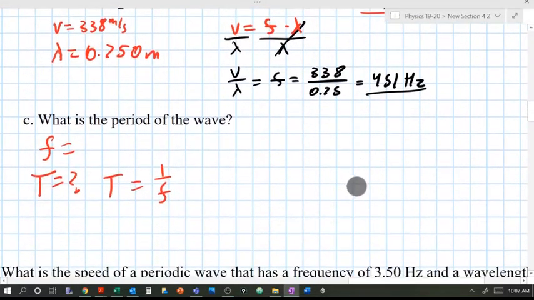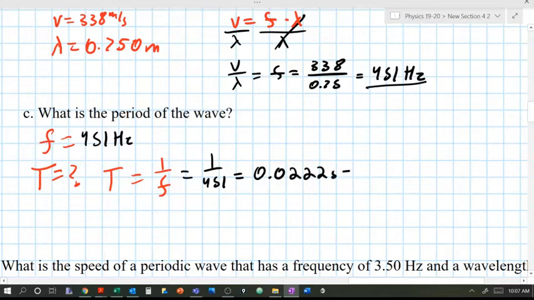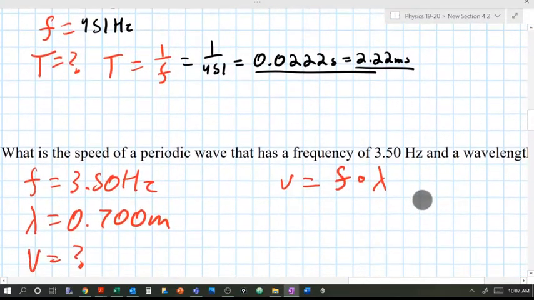And now we can get the period. We know the frequency is 451 hertz now, and the period is just 1 over the frequency. So 1 over 451 hertz gives us a period of 0.00222 seconds, or 2.22 milliseconds. Both of those answers are equally valid. So that's number 2. All right.